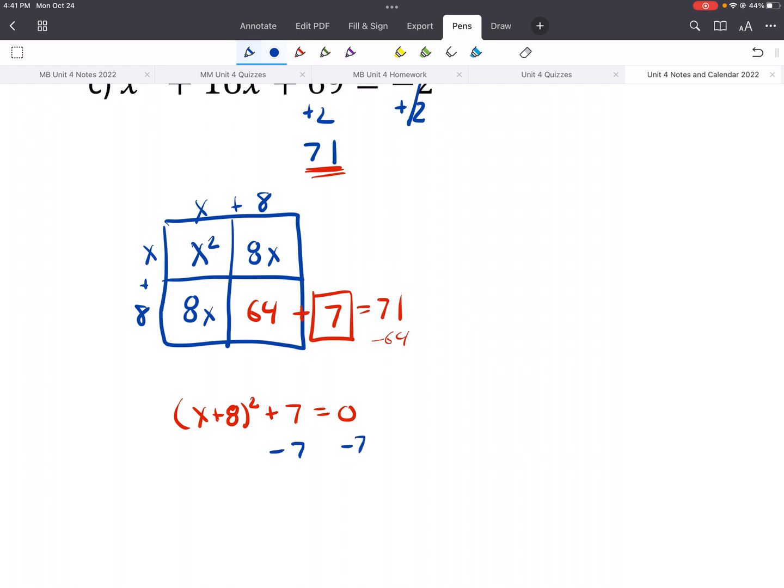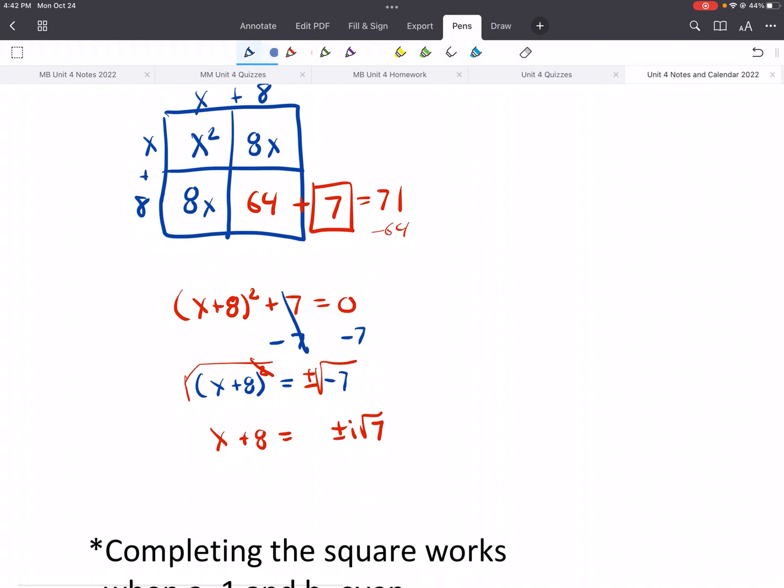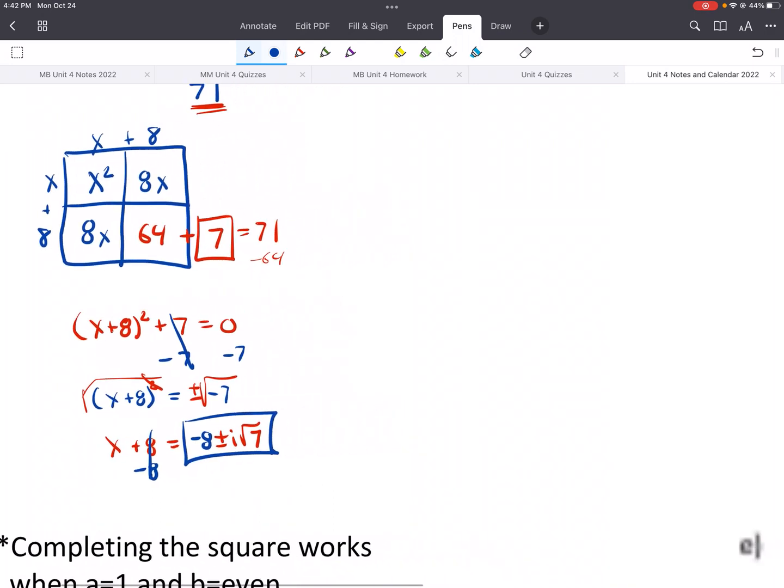We would subtract 7, we'd then square root. So this one, oops, that should be squared, is going to end up giving us an imaginary solution. So plus or minus i square roots of 7. And then we would subtract 8. So our solution would be negative 8 plus or minus i square roots of 7.